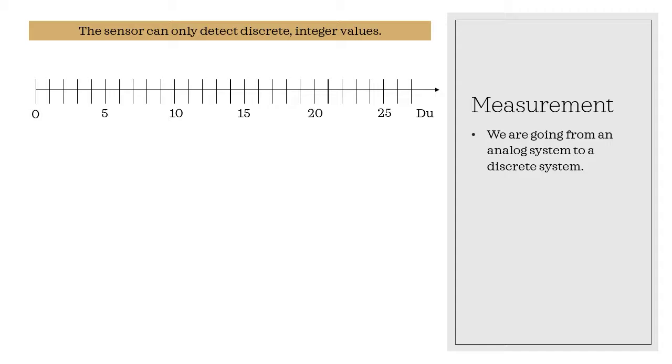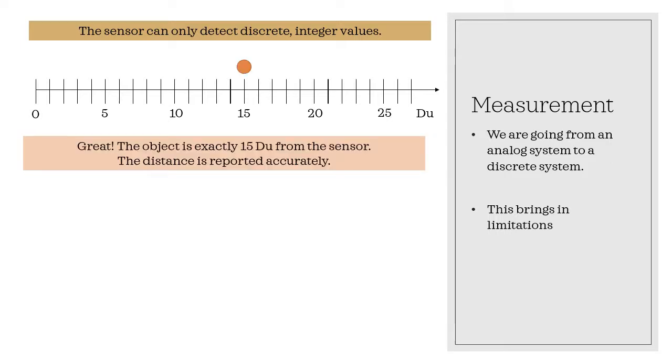And this is going to bring in a set of limitations on what our sensor can do for us. So let's give an example. We have an object that's exactly 15 distance units from our sensor, and that's great because 15 is one of those discrete measurement values that our sensor can read. So we're going to get an accurately reported distance.